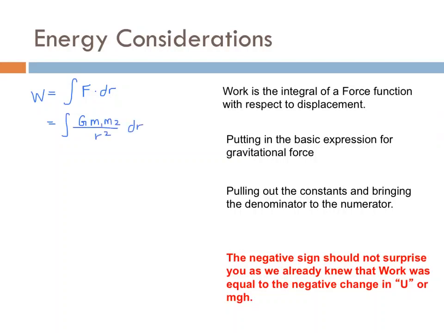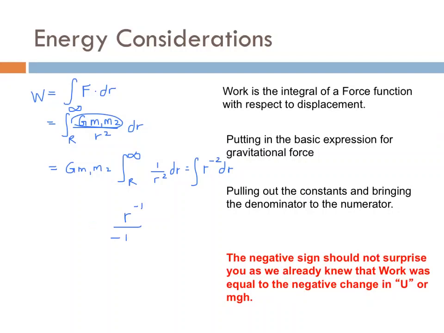We want to take the integral of that from a distance r to infinity. Well, G, m1, and m2 are all constant, so we can pull those out of our equation. And all we're left with is 1 over r squared dr, or just r to the negative 2. When we take the integral of that, we get negative 1 over negative 1.